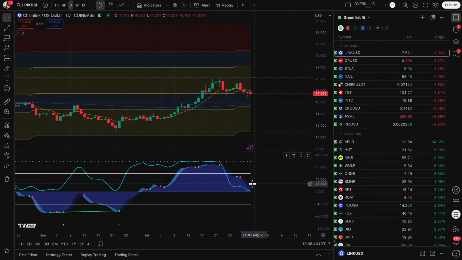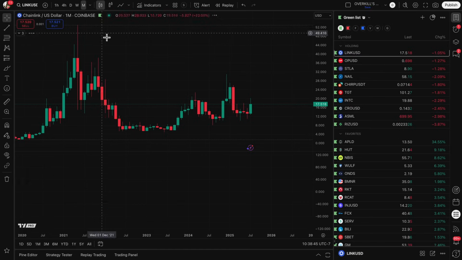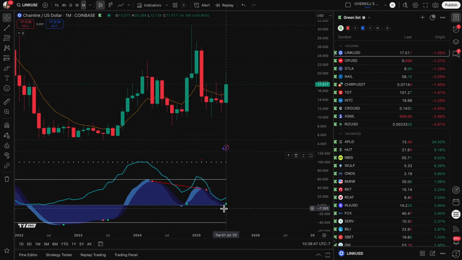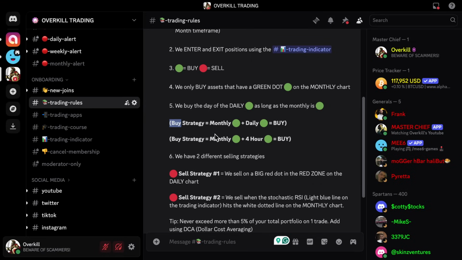So we are actively looking to enter on green dots on the daily as long as the monthly is green, because we want to make sure the macro direction is up and in our favor. So that's the buying strategy. And we also incorporate the 4-hour as well. So the 4-hour and the daily are the two micro time frames that we watch.